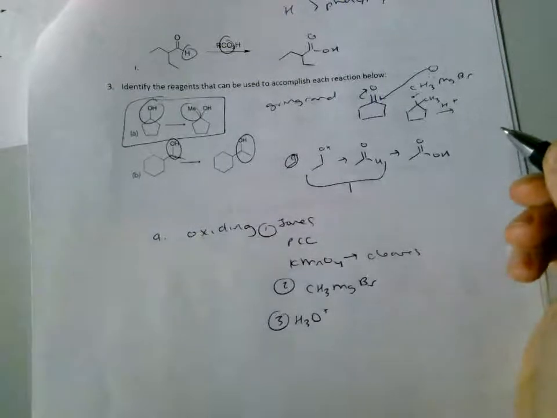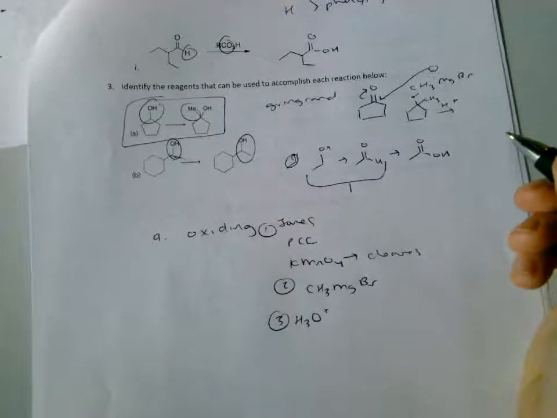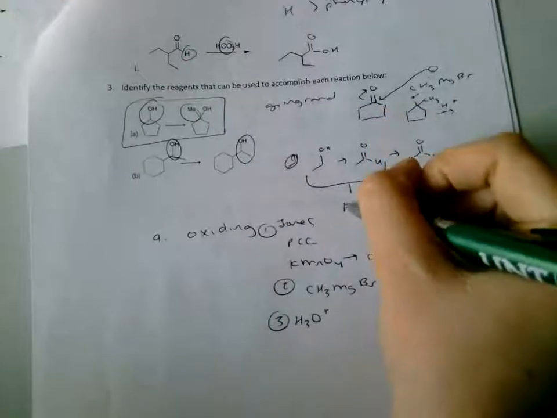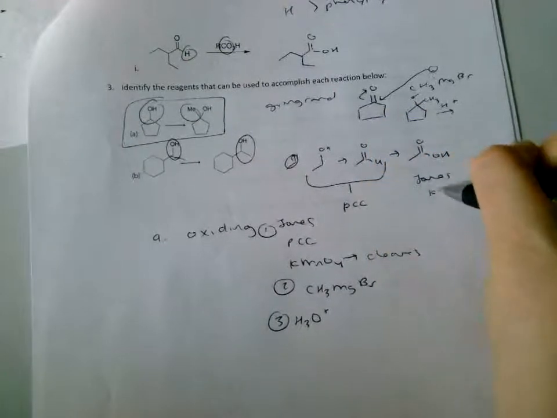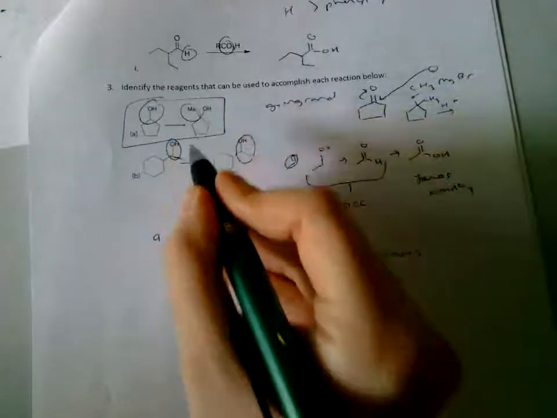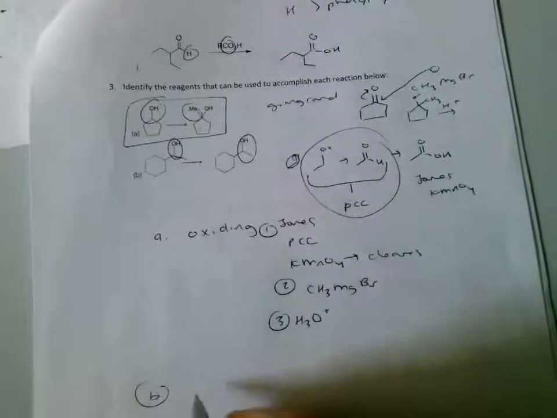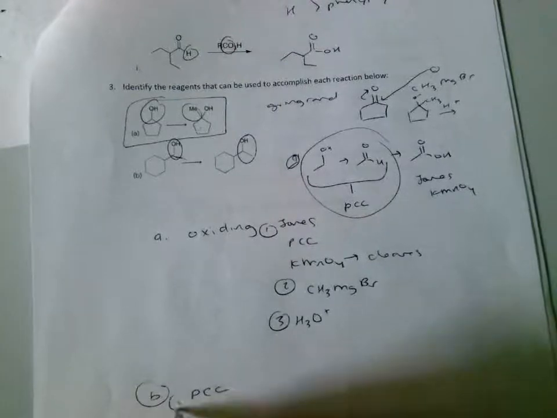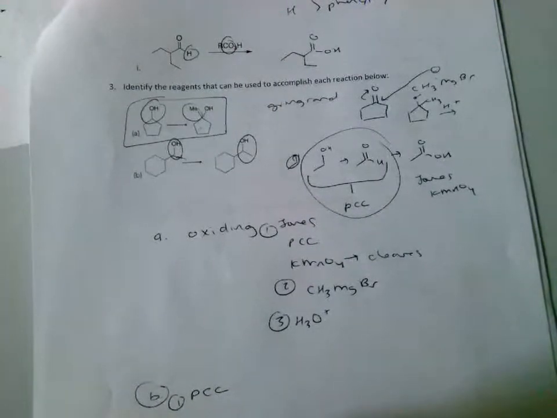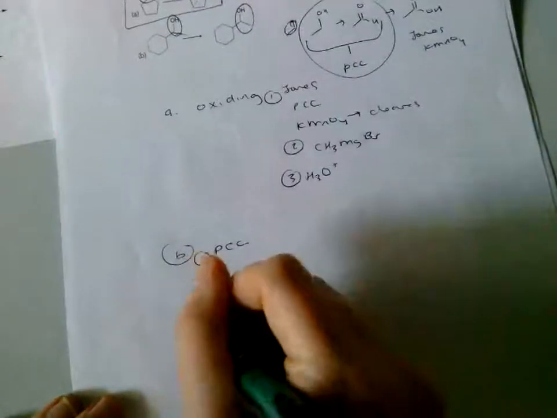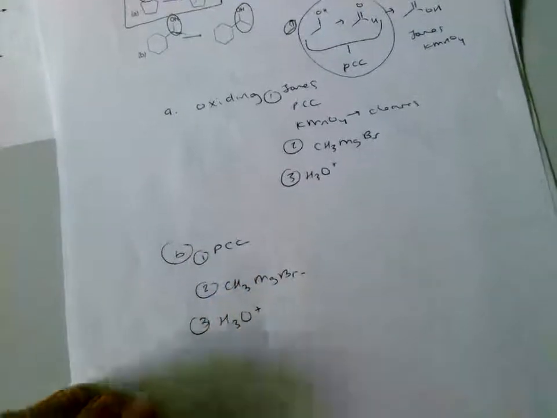So I'm going to pause and see if you get a chance to remember. PCC is the only one that will stop. Jones and KMnO4 will both go all the way. It didn't matter here because it was secondary, but on a primary one, you have to use PCC so that it will stop. And then you can do the same thing for the next step. You can use a Grignard reagent and then acid. So for this one, you would use PCC followed by the same Grignard reagent, actually. Sorry, I keep running out of space. And then acid. So I hope that was helpful to you.